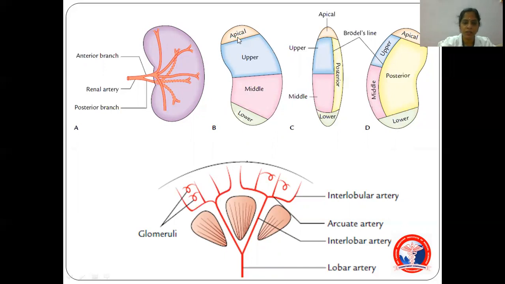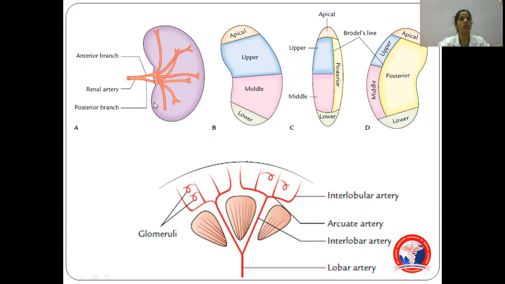So all of these go to the segments. Apical, upper, middle, lower. Apical, upper, middle, lower segments. Posteriorly, we have the posterior segment. This anterior and posterior are separated by a line that is named Brodel's line. Okay, so you are following now.